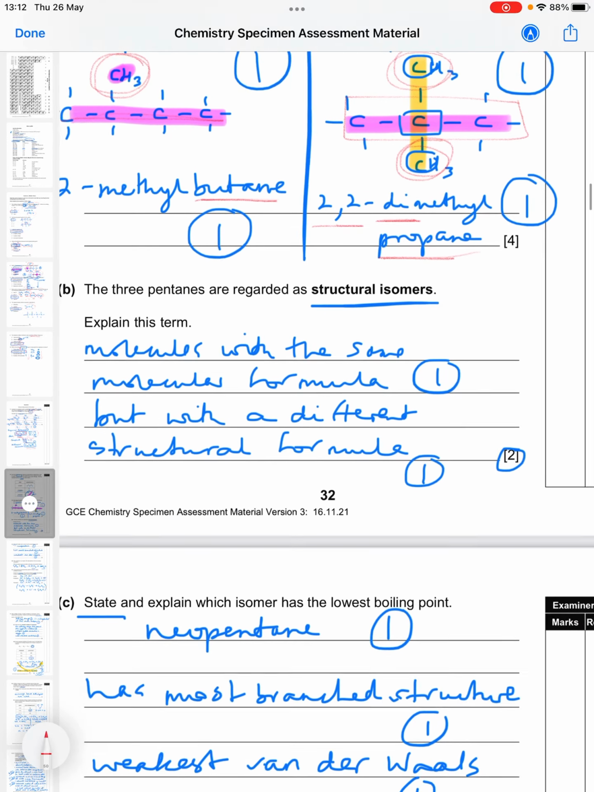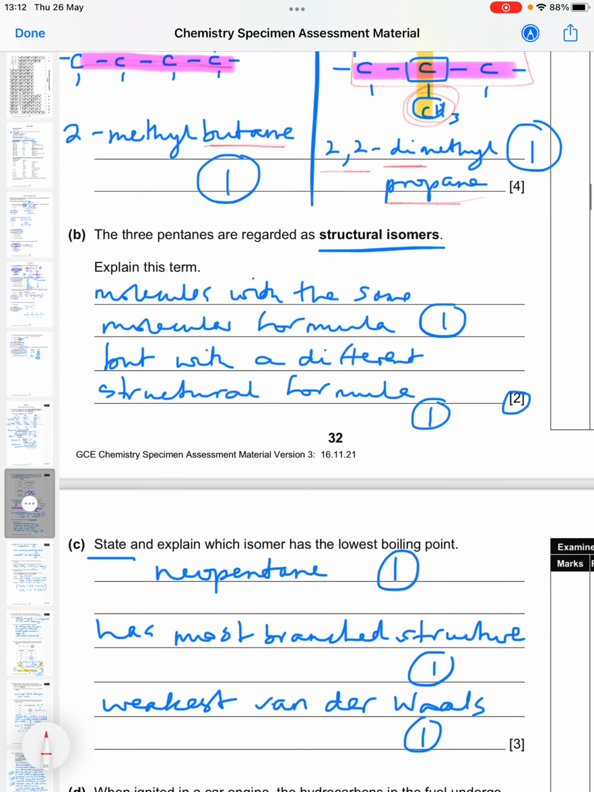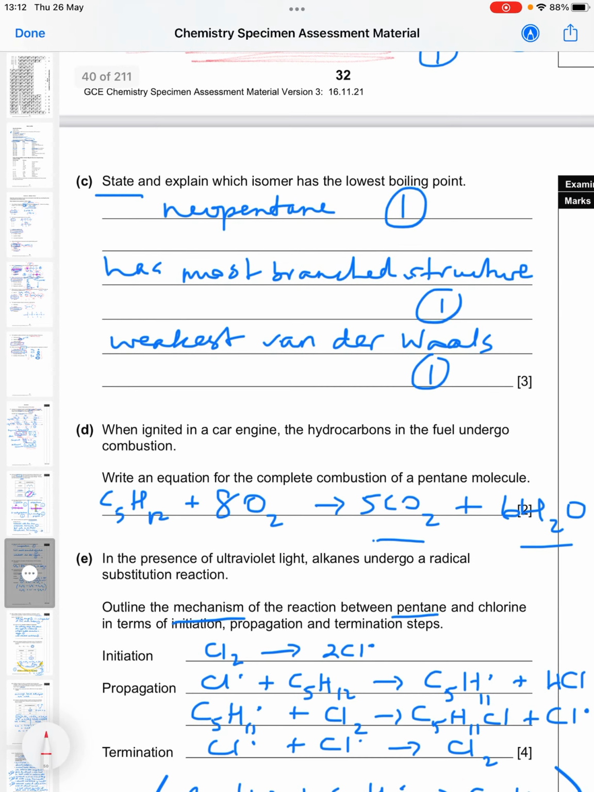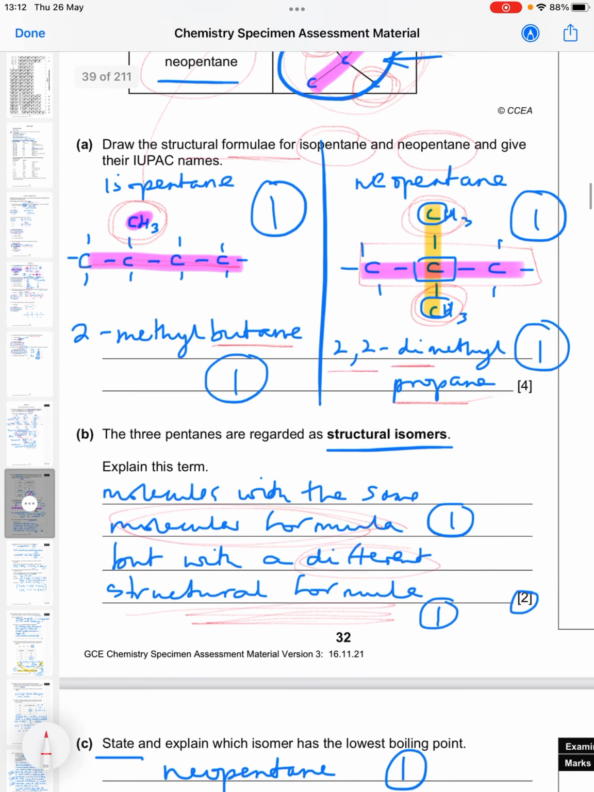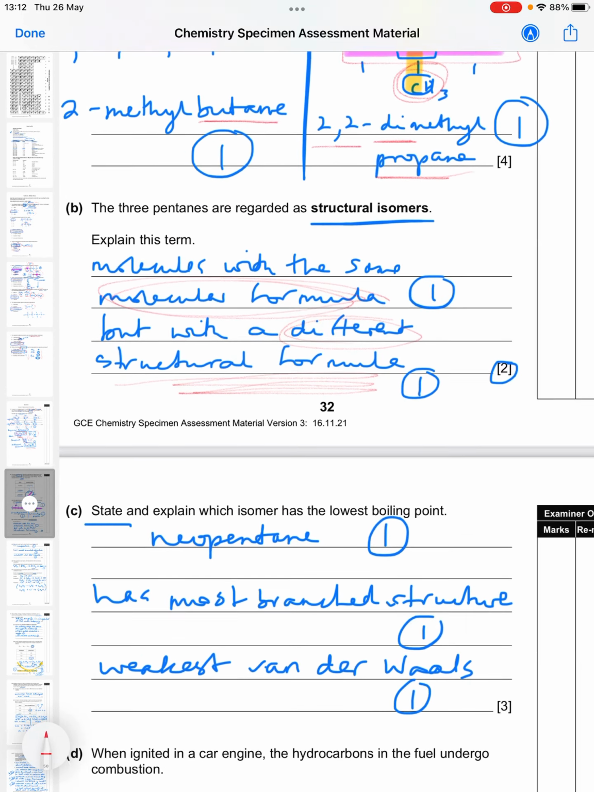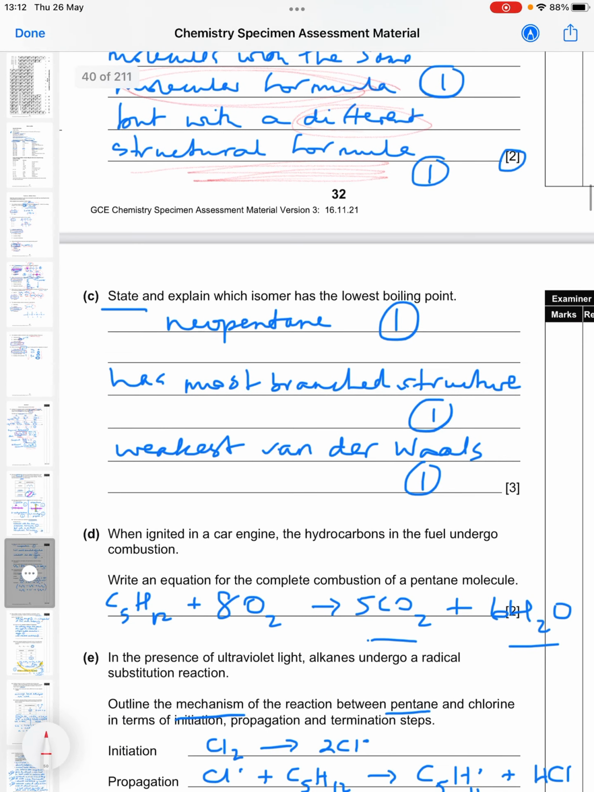Then it says the 3 pentanes are regarded as structural isomers. Explain this term. So all you have to say here is that they're molecules with the same molecular formula but with different structural formulae. Okay, so 2 marks for that. Then state and explain which has the lowest boiling point. So you're looking for the most branched structure. So if we go back to this table, the most branched structure here is the one that I've circled. It's the neopentane. So you get 1 mark for stating that, and then 2 marks for your explanation.